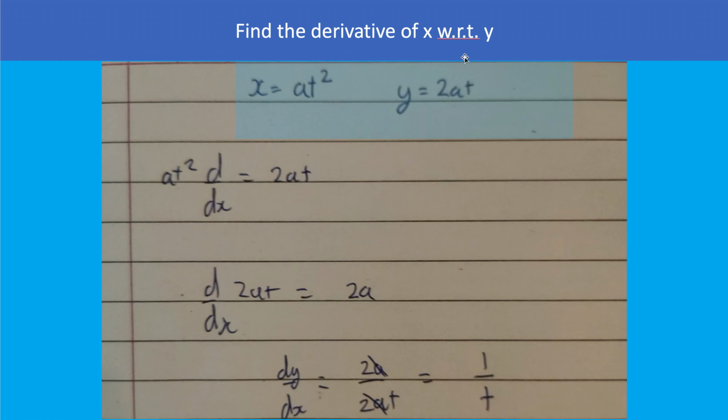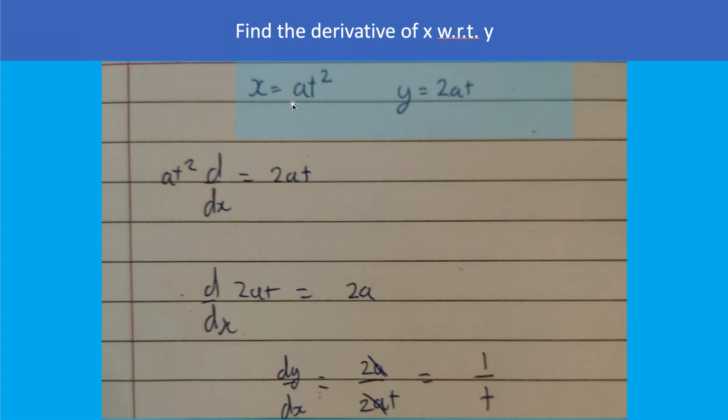Now here you need to find the derivative of y with respect to x, and you have two variables given, x and y. So simply you are trying to find the derivative of y, which is dy by dt, upon the derivative of x, which is dx by dt. So to find this, you get the derivative of both x and y.